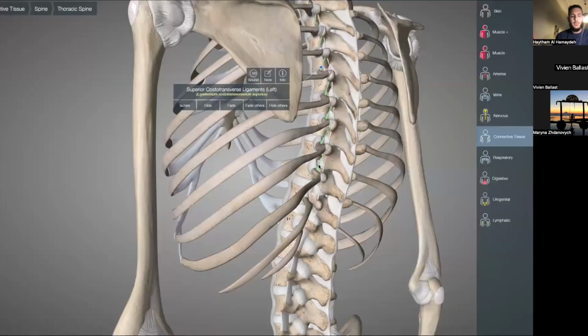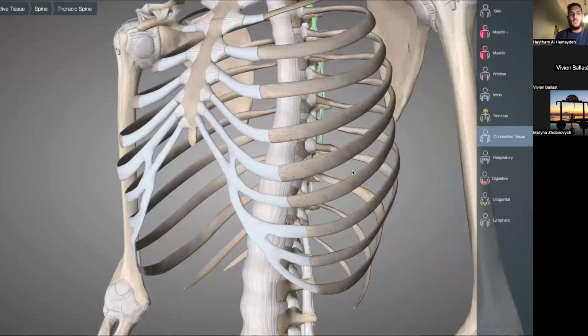All right. Shaft. Now, the last part of the rib is the shaft. We talked about the head. We talked about the neck. We talked about the tubercle. And now we have the shaft. The shaft, what does it do?